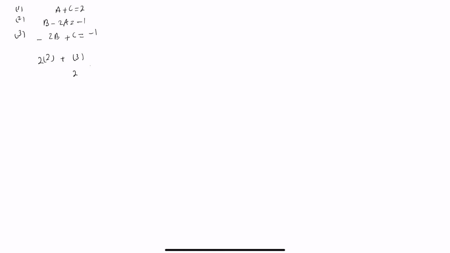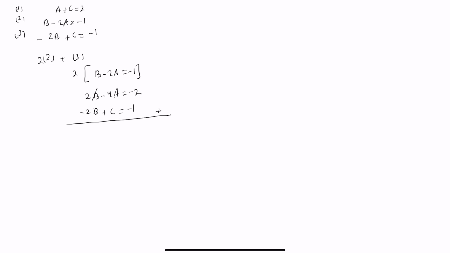So 2 multiplied by equation number 2 is going to be b minus 2a equal to minus 1. That's going to be equal to 2b minus 4a equal to minus 2. Now, I'm going to bring equation number 3, which is minus 2b plus c equal to minus 1. Then I'm going to add these together.